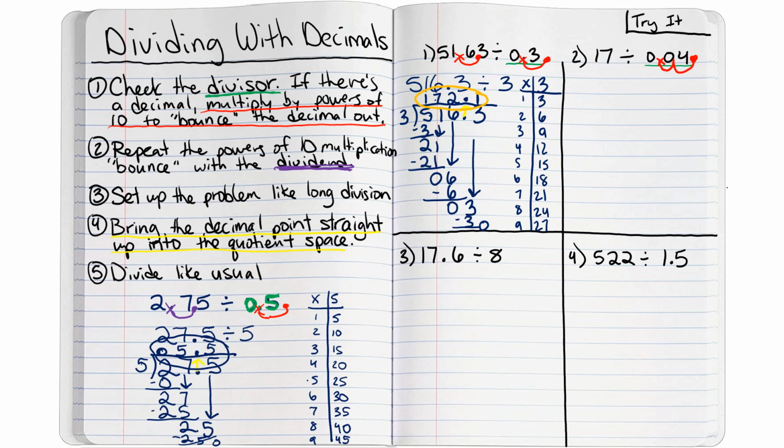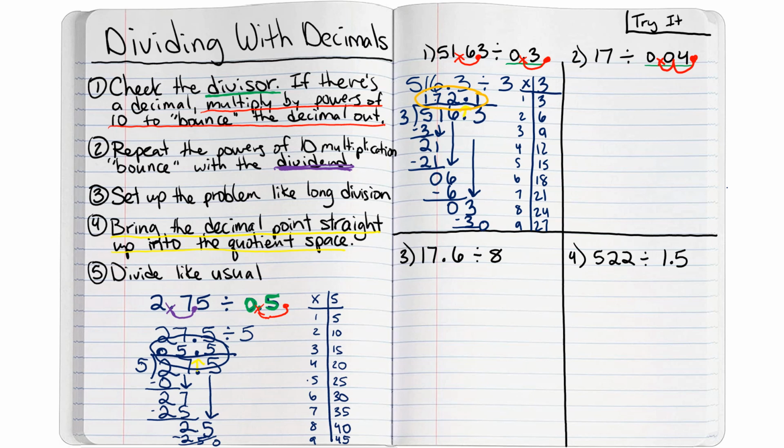So I'm going to go over to my dividend. Oh no, I was in my divisor. Now I've got my decimal bounced out. I'm going to be working with 4. When I look at my dividend, I have 17. I don't have a decimal point, so I'm going to do just like I would have done before.